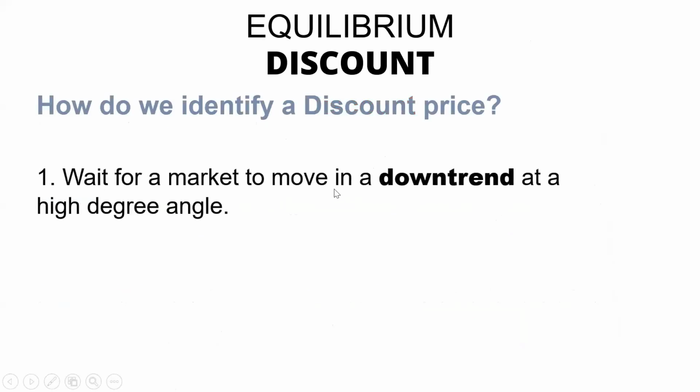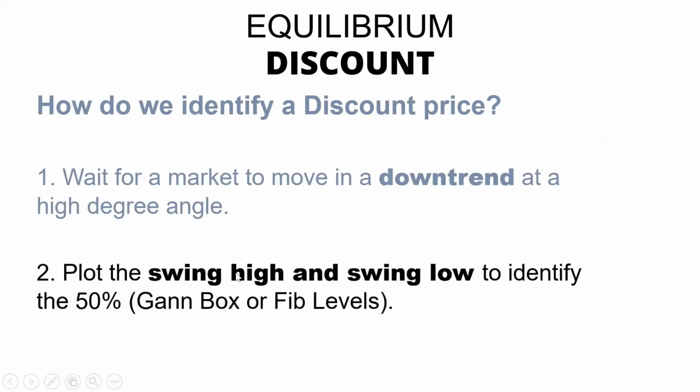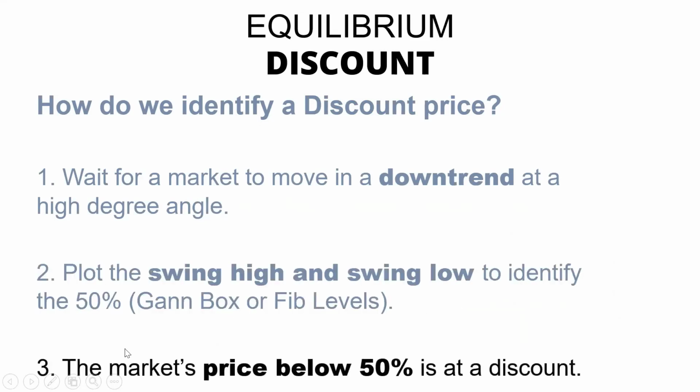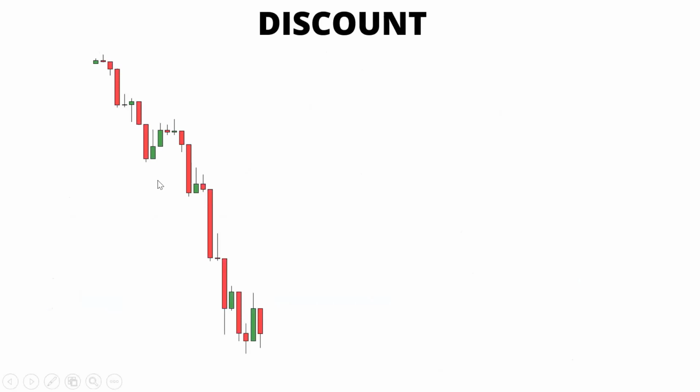We wait for a market to move in a downtrend at a high degree angle. We then plot the swing high and the swing low to identify the 50% Gann box or fib levels. The market's price below the 50% is at a discount. Let's see that in action. So the market makes a strong move down in a downtrend.